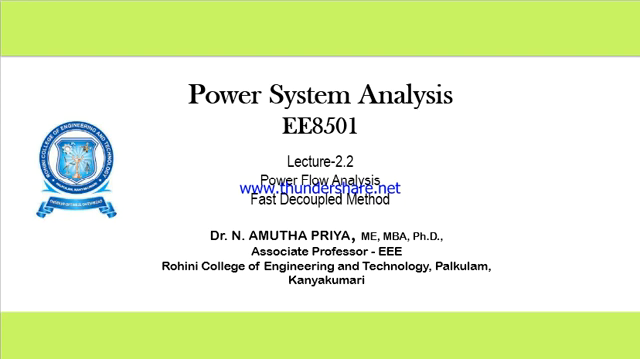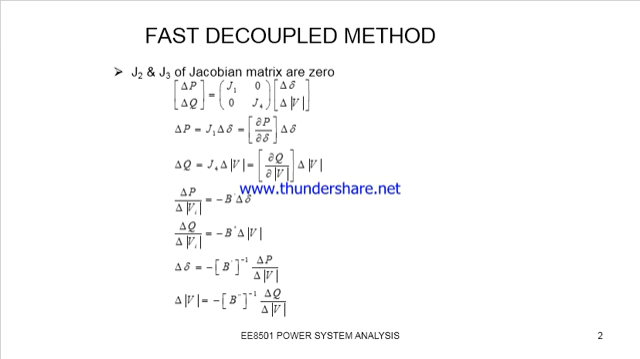We are discussing the course Power System Analysis, where we are going to discuss the power flow analysis in a fast decoupled method. This is the third method for the analysis purpose. Here, we consider the J2 and J3 components of the Jacobian matrix to be 0. So obviously it is [ΔP; ΔQ] = [J1 0; 0 J4] [Δδ; ΔV].